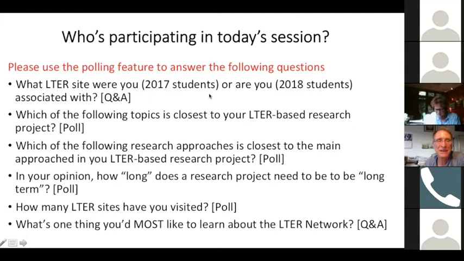So thank you. The second question, which of the following topics is closest to your LTR-based research project? And I guess, Sam, they have 3 choices here. That is correct. So you can choose that your topic is one of the 5 core themes of LTR, which are listed there, human dimensions, or other. So go ahead and enter your answer to that, and Sam will magically let your answers appear to us.